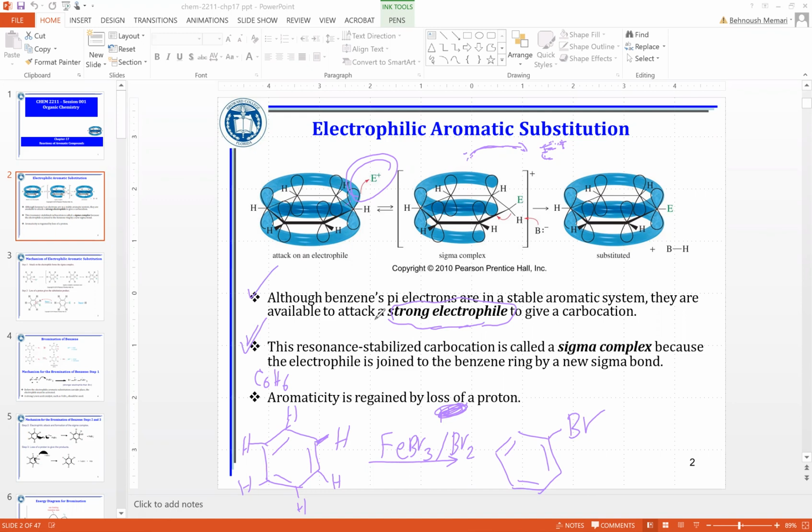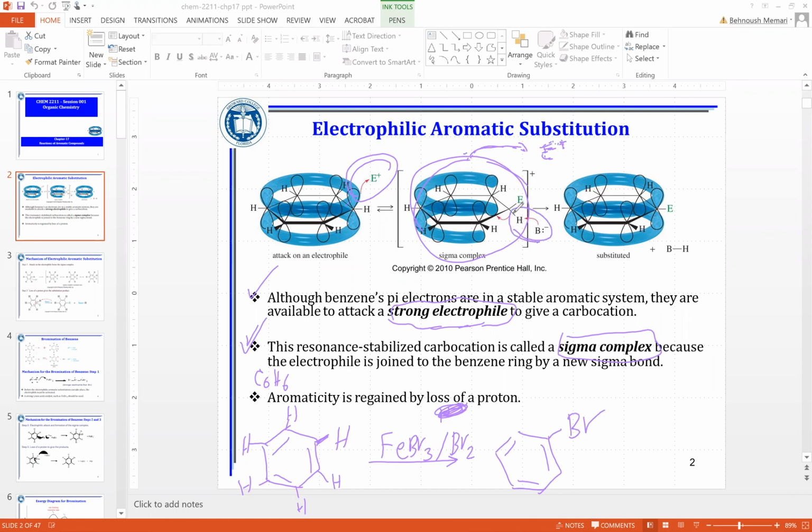Second, resonance is going to form for our intermediate. We have a sigma complex. The sigma complex is going to go through a few resonances, and the greater the number of resonances, the more stable the intermediate is going to be. In the next step, the hydrogen is removed by a base.